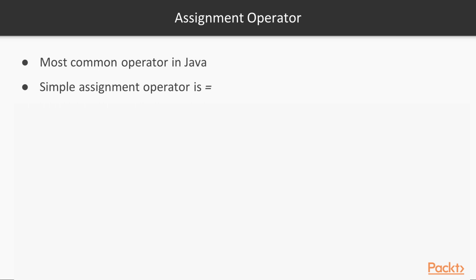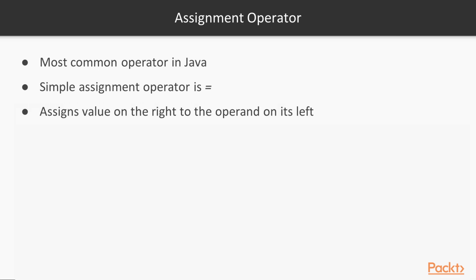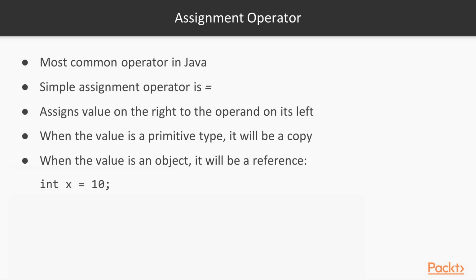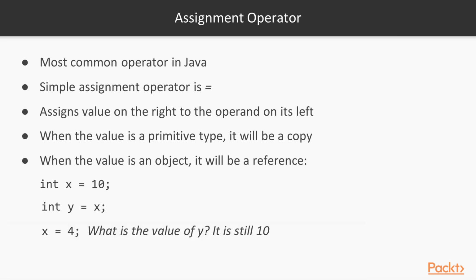All it is the equal sign, so we see that everywhere. What it does is it assigns values on the right to the operand on its left. When the value is of primitive type, it will be a copy. When a value is an object, it will be a reference. What that means, if we have int x equals 10 and int y equals x, and then we do x equals 4, at this point, y would actually still be holding on to 10 because it's a copy. Whereas if it's a reference, it will be a different story.